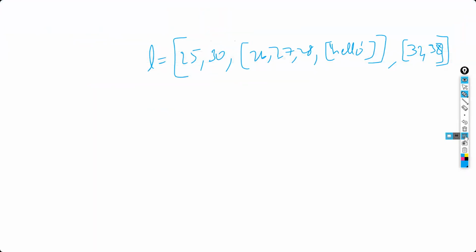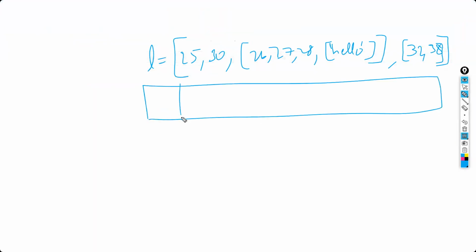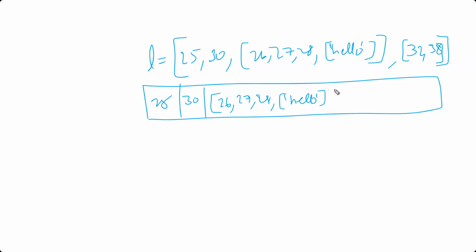And this is the one which they have given to me. Okay. Now, I'm going to create one box. First value 25, I will write, followed by 30, followed by list of 26, 27, 28, again list of hello. This is box number 3. In box number 4, 32, 38. First, I will write the index numbers 0, 1, 2, 3.